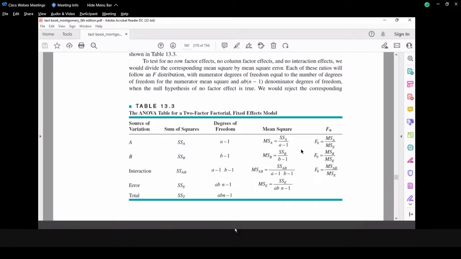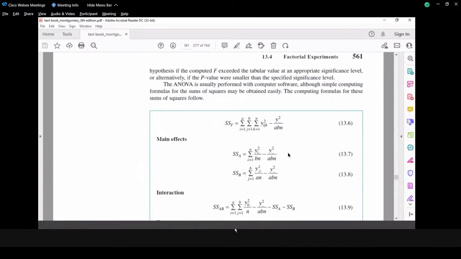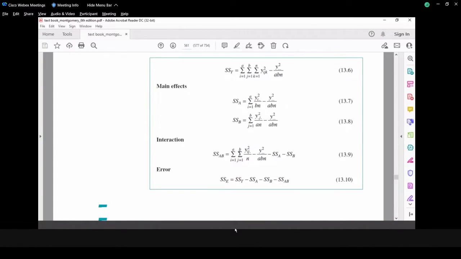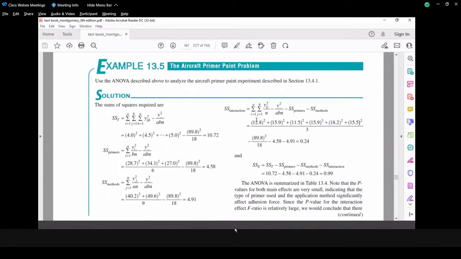This ANOVA, I've shown this. Okay, this is the calculation to assess sum square total. Then we have to square each individual observation using a scientific calculator. Okay, this is the solution.